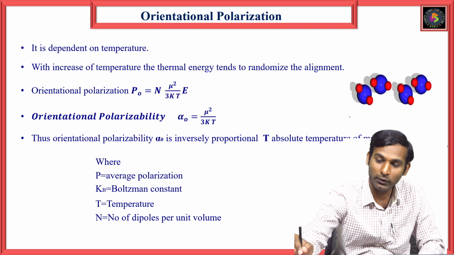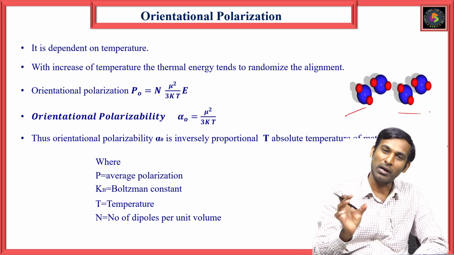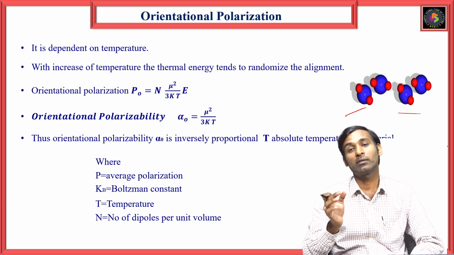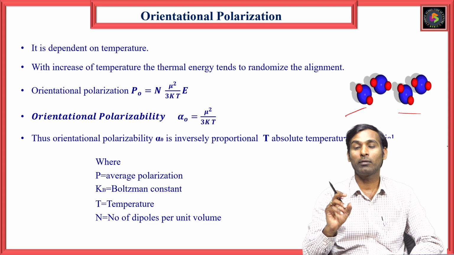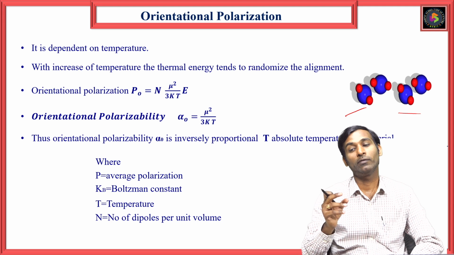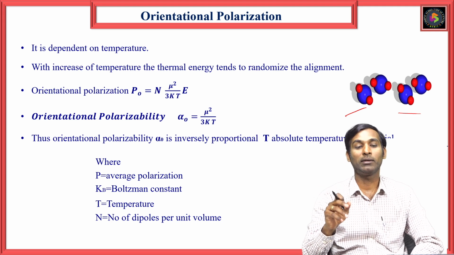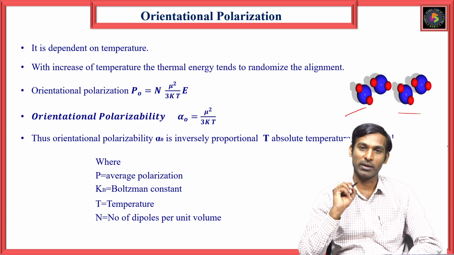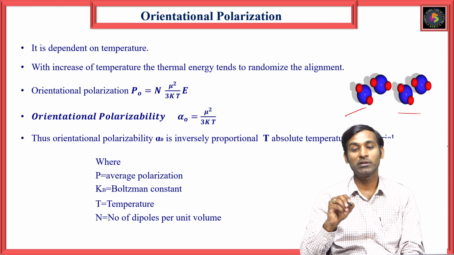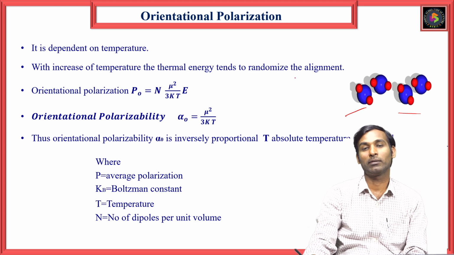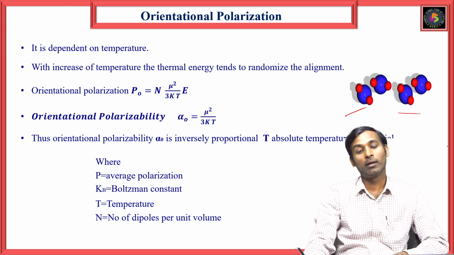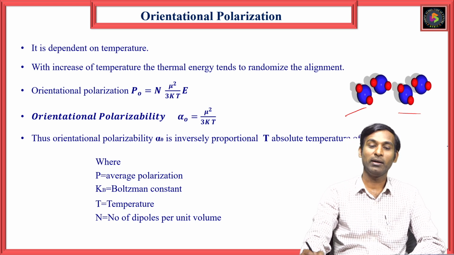Now you can see that in orientation polarization, the molecule will be rotated, that is displaced, oriented, or the structure will be slightly changed. That's why it is said to be independent of temperature. That is the main point here. With increase of temperature, thermal energy tends to randomize the alignment. The alignment of the dipoles is important here, so the orientation polarization mainly depends upon the temperature.